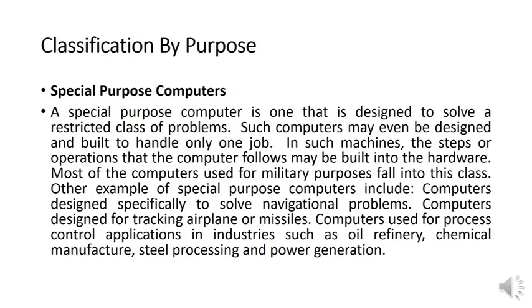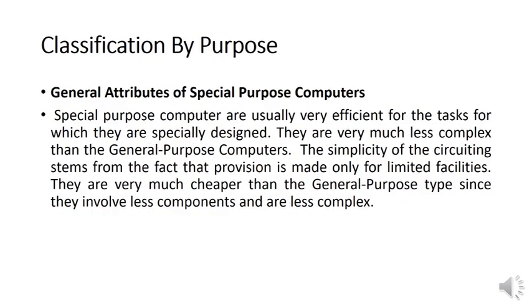Computers used for process control applications in industry, such as oil refineries and chemical factories. You see, there are certain special purpose computer systems that are designed for use in oil refineries and chemical manufacturing companies. So we now have the general attributes of special purpose computers. Special purpose computers are usually very, very efficient for the tasks for which they are specially designed.